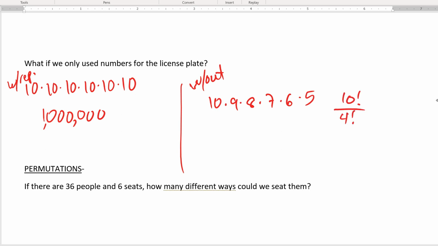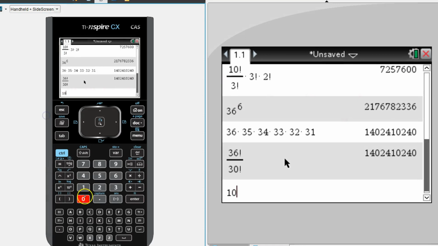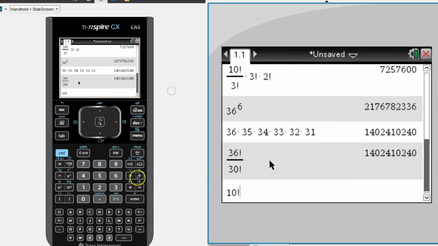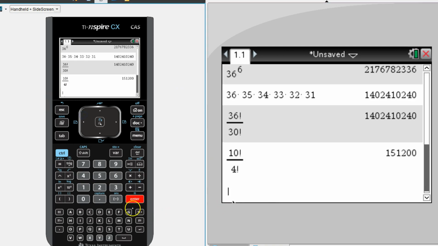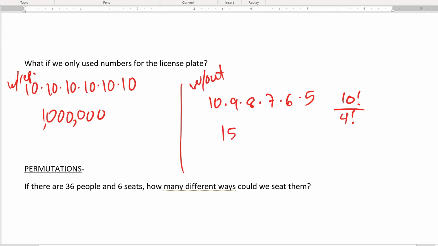How about 4 factorial? And that's going to give us over 4,151,200. Would that be enough license plates? Definitely not. Okay. So what we've done is we basically have started to see all of the without repetition start getting us into what's called a permutation.